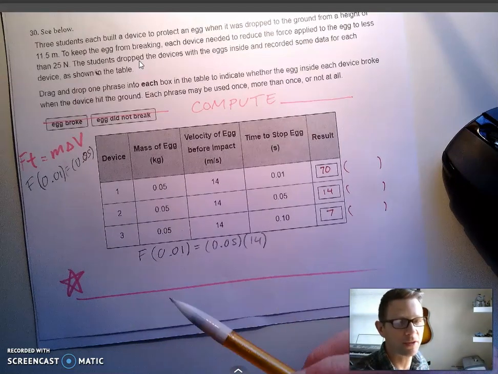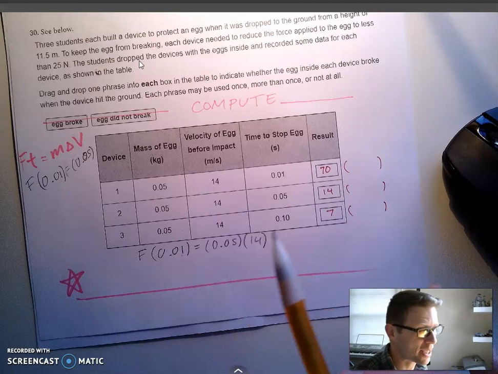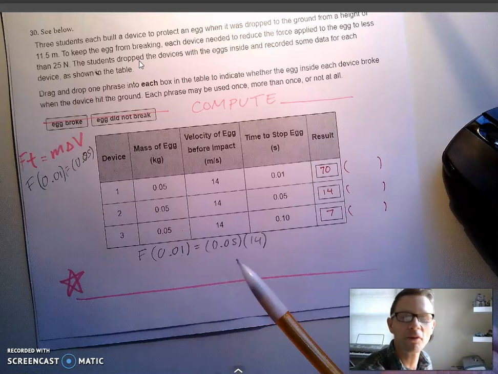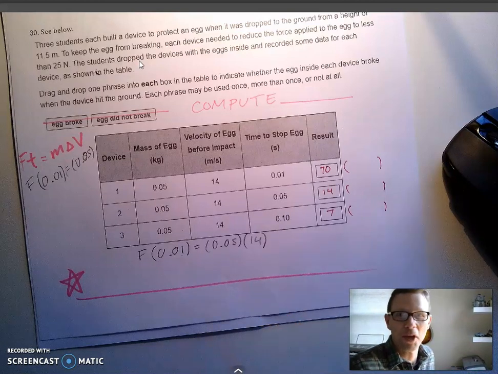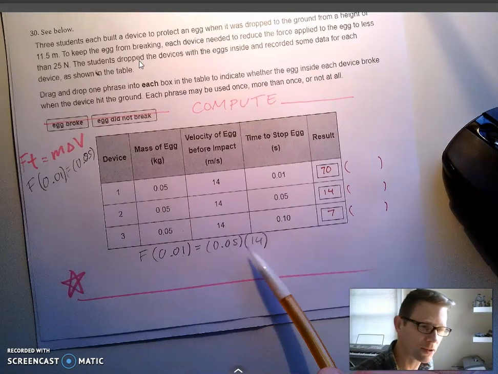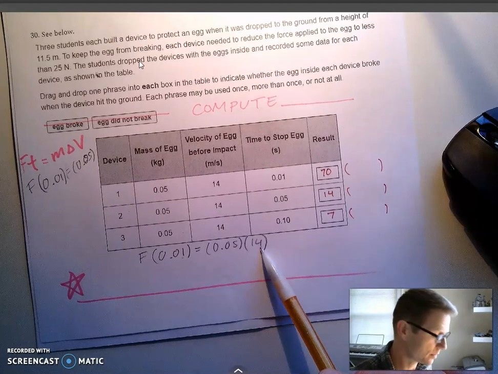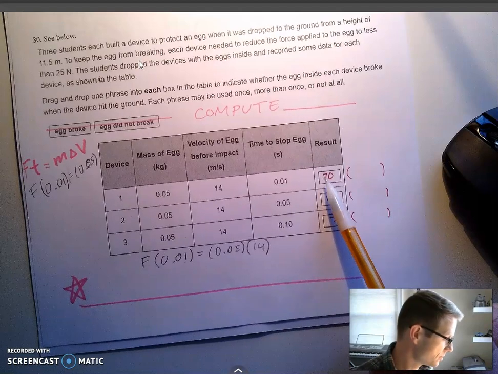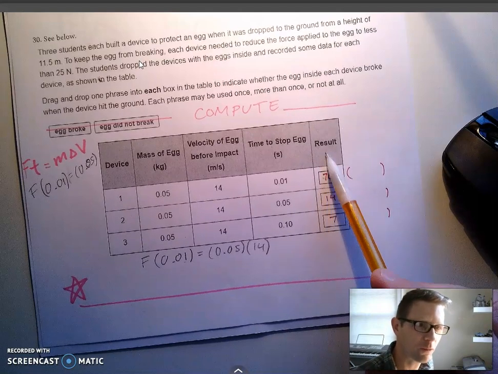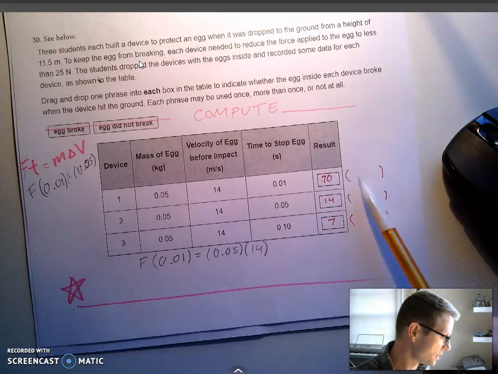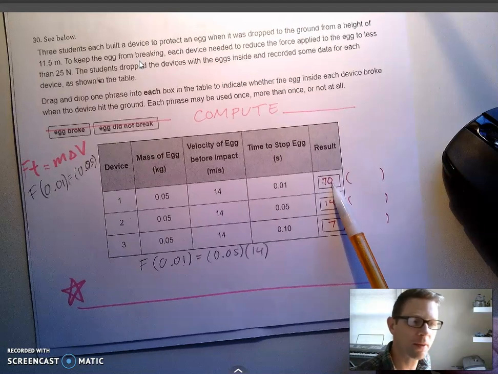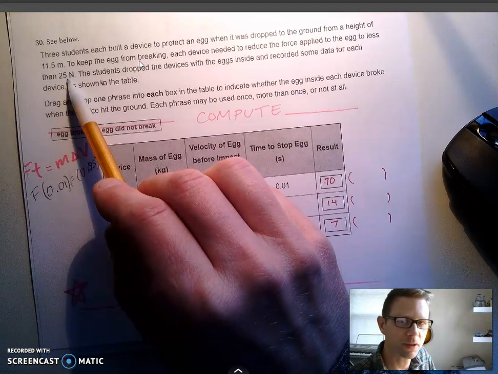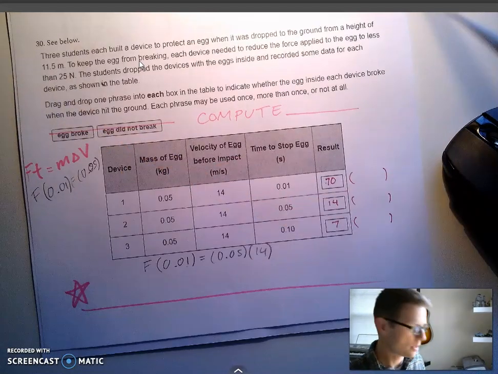Again, this is where in a video you got to listen, and if you slow this down, you just listen, you can do this. When you come to me for extra help, this is what I'm going to say. Multiply these two. You get 0.7 divided by 0.01. You get 70. That's the force. Label this force. And the result is 70, which is more than the breaking point of the egg, which they tell us is 25 newtons. Okay, so the egg breaks.